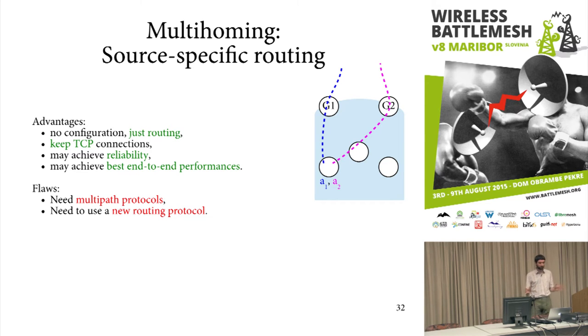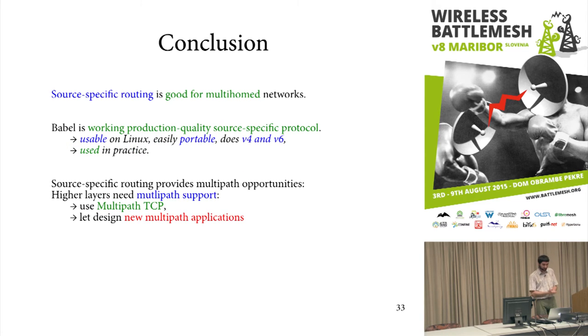So now, what do we have? We have source-specific routing. We just use routing, we keep the TCP connection, and with a multipath protocol, we achieve reliability and the best end-to-end performance. The only problem is that we need routing protocols which are able to do source-specific routing. OK, we have one now, or two, or three, or four. And we also need multipath protocols. With multipath TCP it's very wonderful, because you just have to have multipath TCP on your computer, and all your standard TCP programs are multipath. So now there is just multipath at the application layer. So that's it.